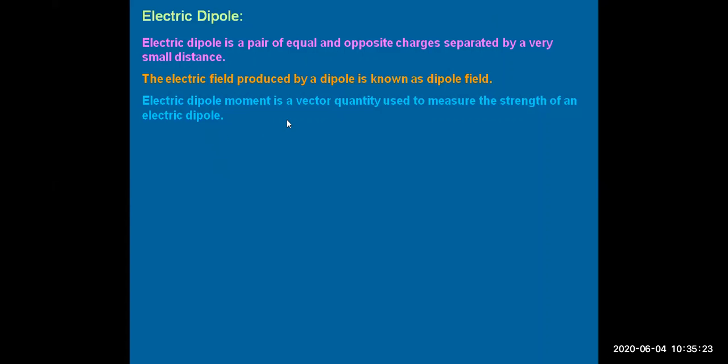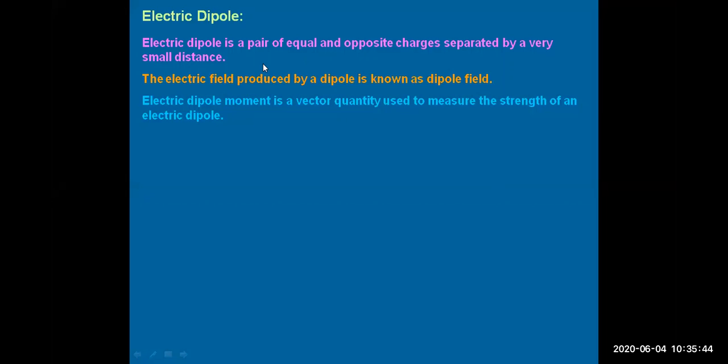Now, what is the strength? How much is the value of the electric dipole? That can be measured using the term dipole moment. Keep in mind, it is a vector quantity and it is used to measure the strength of your electric dipole. So all definitions are 2-mark questions. We've done with 3 definitions.